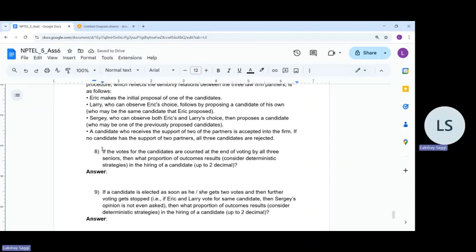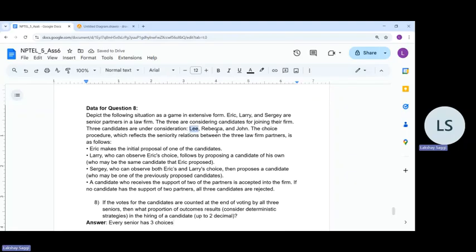In one case, you are always counting Sergey's opinion. There can be another possible mechanism in which Sergey's opinion is only asked if Eric and Larry fail to land on the same candidate. So in both of these cases, what proportion of outcomes result in hiring of a candidate? Here, like in the first question, it can be seen that every senior has three choices, because the three candidates are Lee, Rebecca, and John.